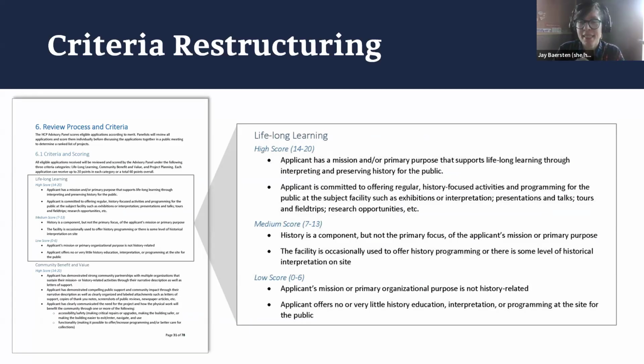I want to note that in the guidelines document, we went ahead and tried to very clearly articulate what high, medium, and low scores would be under each of those three categories: lifelong learning, community benefit and value, and project planning. So it's all in there, and that's what the panel will be using. Obviously, within each range depends on what you've provided in the details of your application. But we wanted to try to clearly articulate this to you as applicants, and also to have that same information be what the panel is using to review and score your applications.